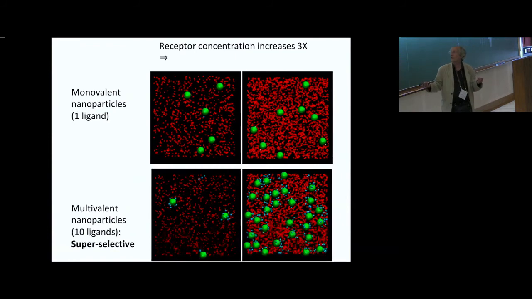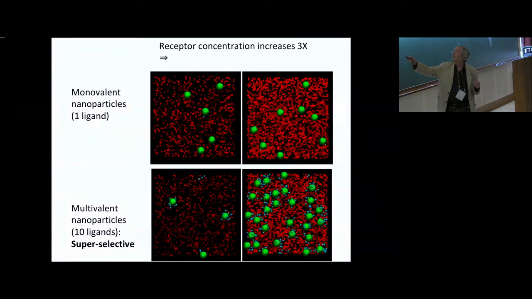This is just a picture to illustrate what I just said in words. Here we have two surfaces where there are receptors. The receptor density here is 3 times higher than there. And we have here particles that bind with only a single ligand. And here we have particles that bind weakly, but with 10 ligands.